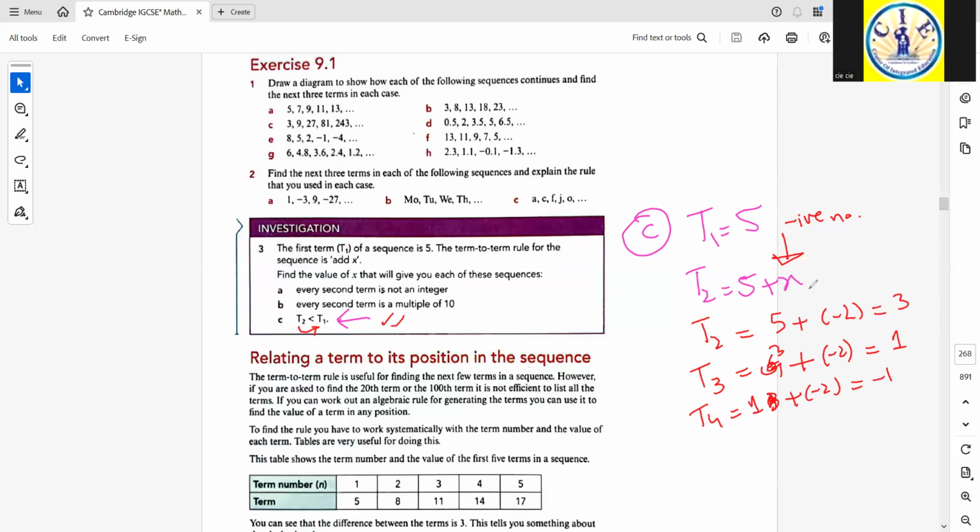So we cannot fix any particular value of x, but what we can say is that x could be any negative number, or you can say that x should be less than 0. So that completes this exercise 9.1.